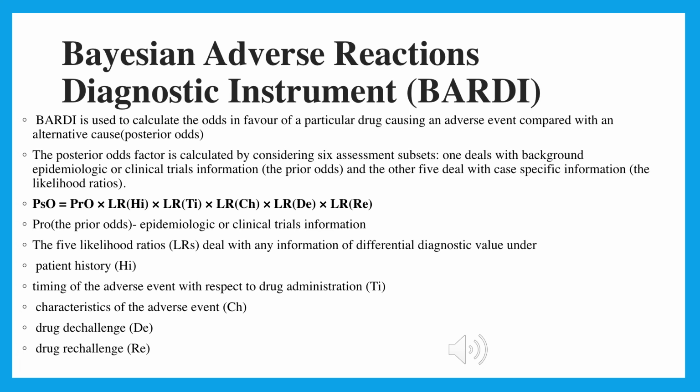So posterior odds is calculated with the other likely chances of causing the ADR, which includes the patient history, PRO, LR, which indicates the history of the patient, HI, again LR, the other chances. LR here is the likelihood ratio for other chances. TI indicates the time of adverse event after the drug administration, and CH indicates the characteristics of the adverse event. DE indicates dechallenge, and RE indicates the rechallenge.